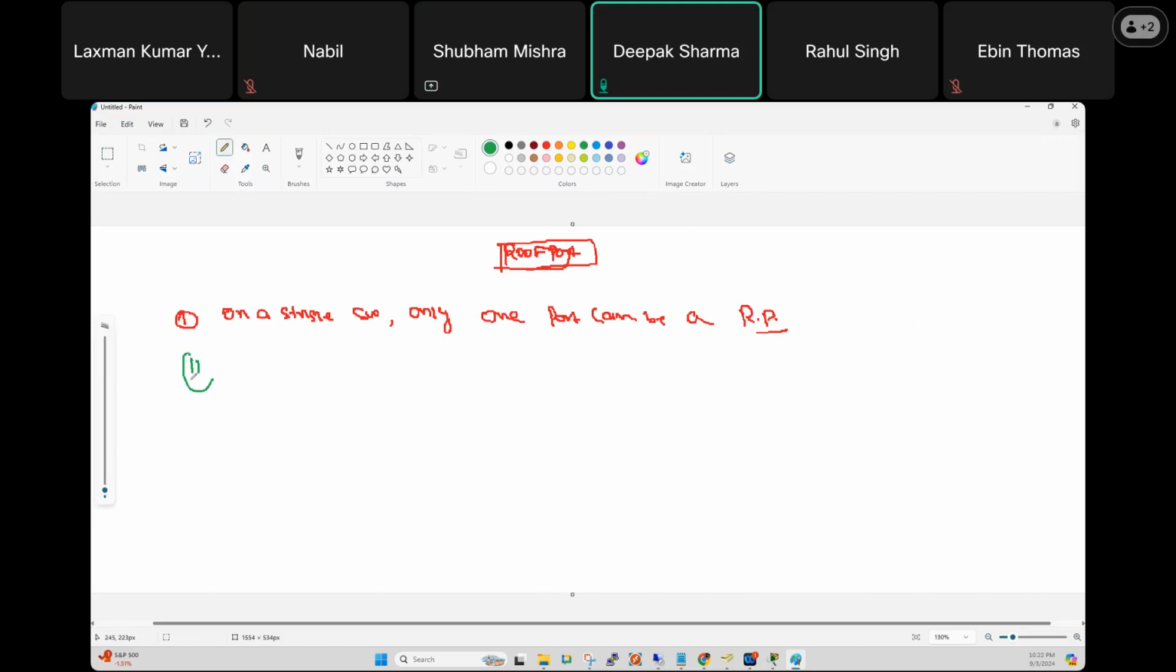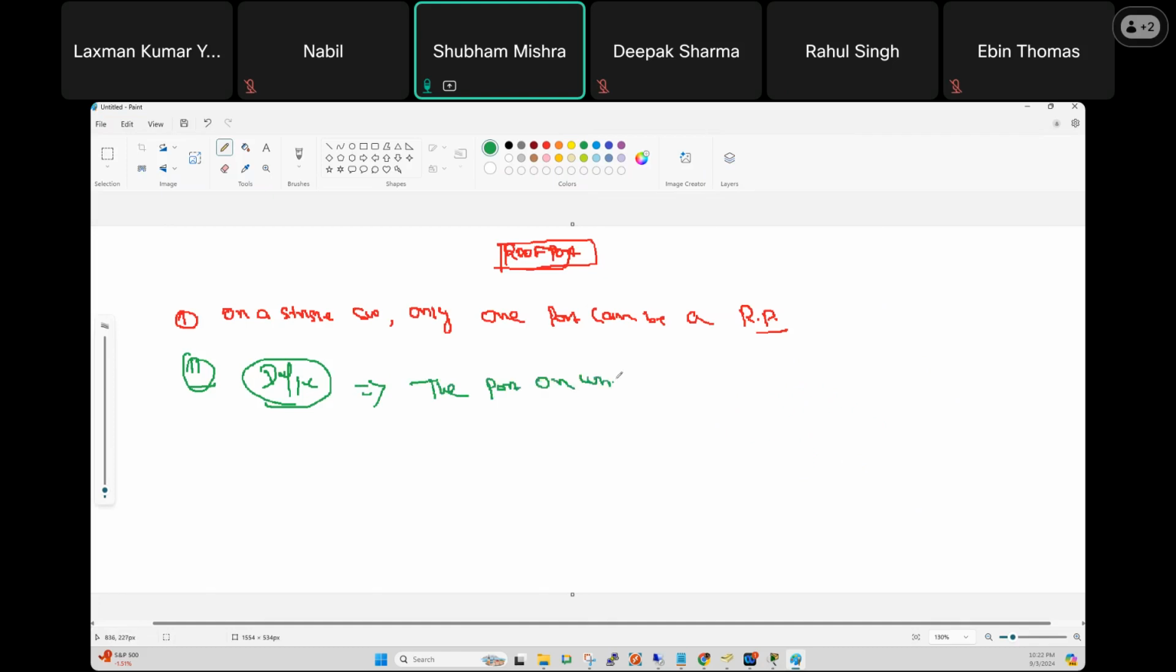Now, point number 2: define the RP port. In multiple books there are multiple definitions, but whatever I am telling you may help you understand in a better way. So I am writing a very simple thing. The port on which the switch receives the better BPDU, that port is called the root port. So you can remember it like this.